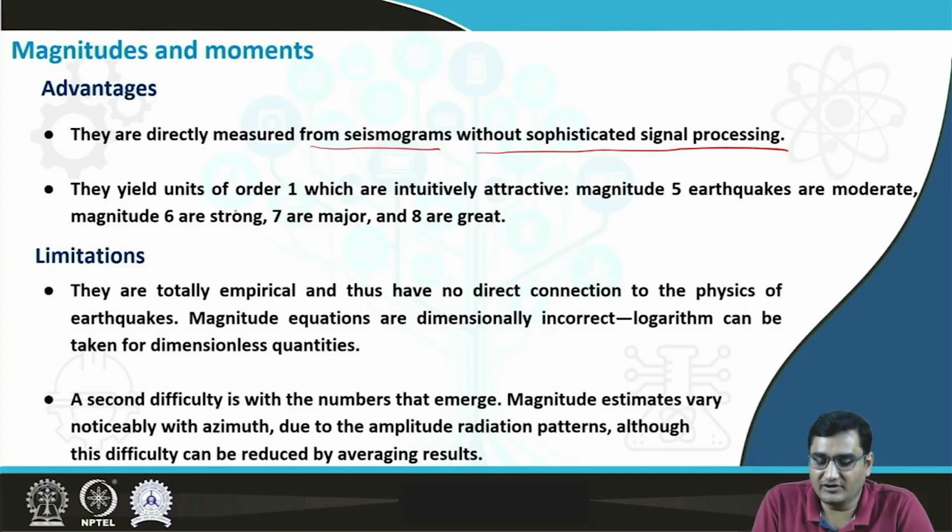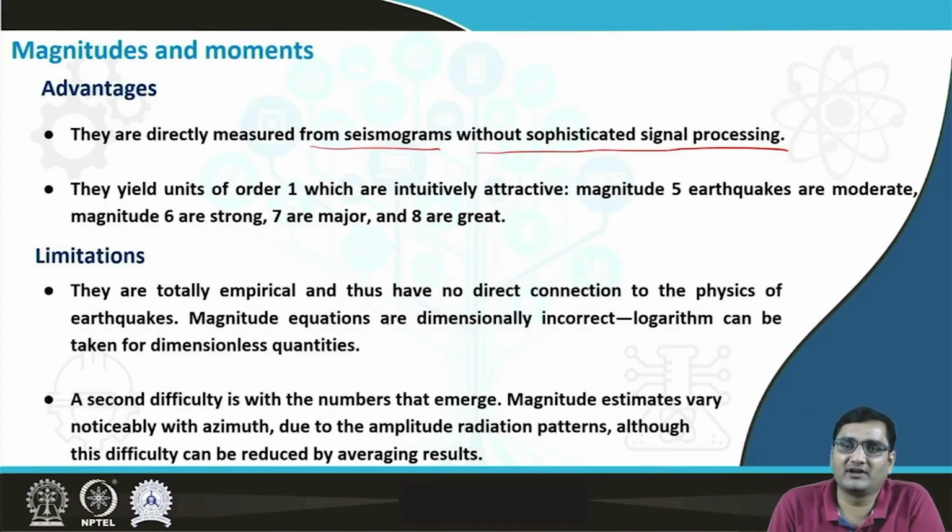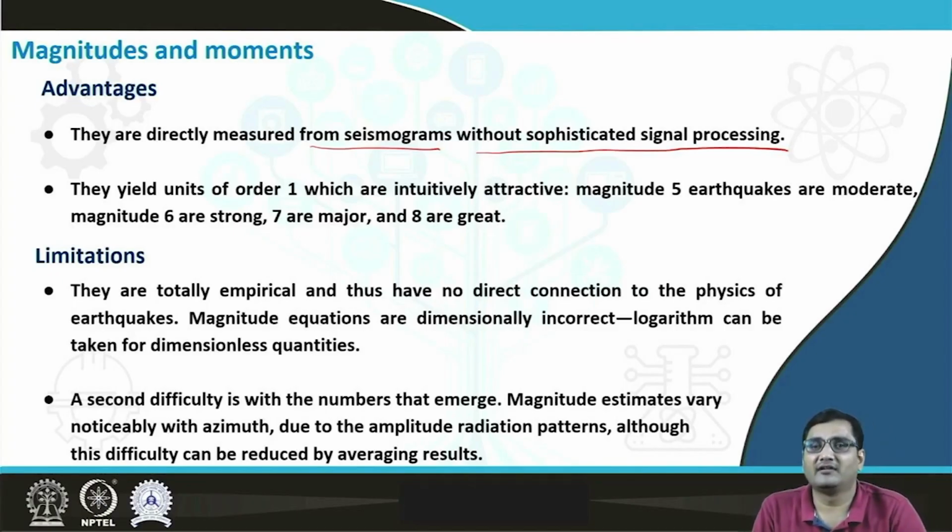They yield units of order 1, which are intuitively attractive. That means when you go somewhere and somebody asks you what the magnitude of the earthquake is, you can generally say the magnitude is 1, 2, 3, 4 or 5, whatever. These numbers are intuitively attractive. It is not something like saying 10 to the power 10 magnitude or 10 to the power 11. Those are a little complicated and don't look so attractive.